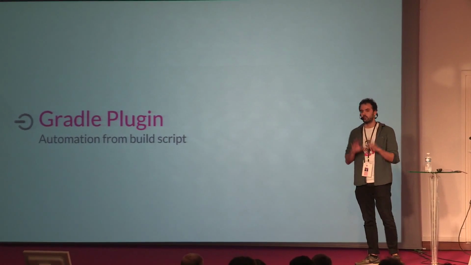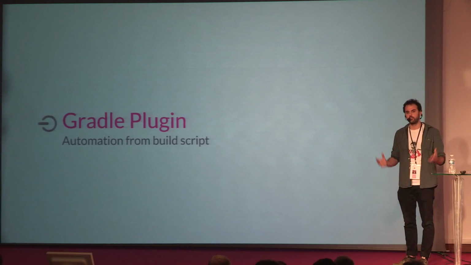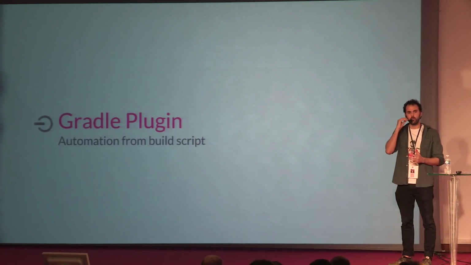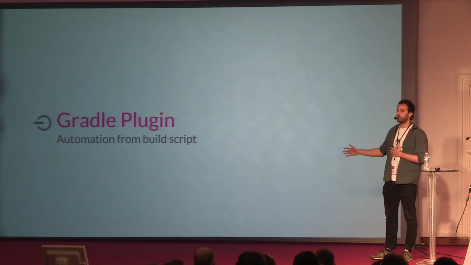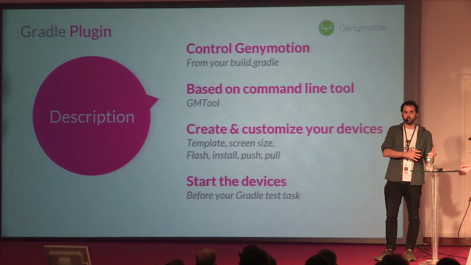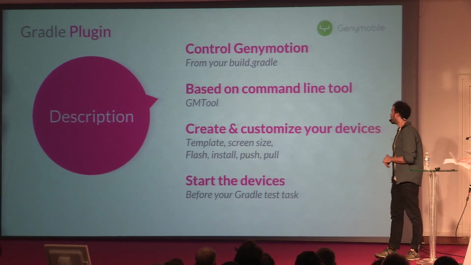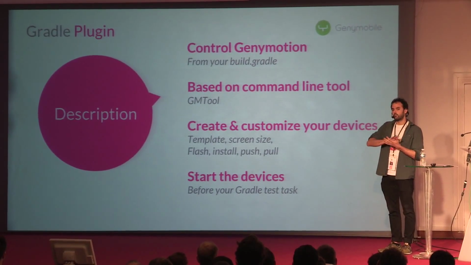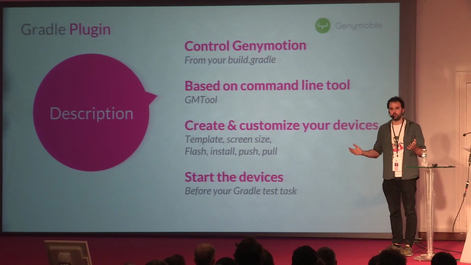Okay, so this is nice, but this would require you to write a lot of script, this kind of stuff. You are an Android developer, you use Gradle, you want to have something transparent and easy for you to use. That's why we made this Gradle plugin, which is basically going to leverage the GM tool binary, but directly in your build.gradle files. So the idea here is to be fully transparent, so that you don't have to change anything to use Genymotion in your usual testing process.